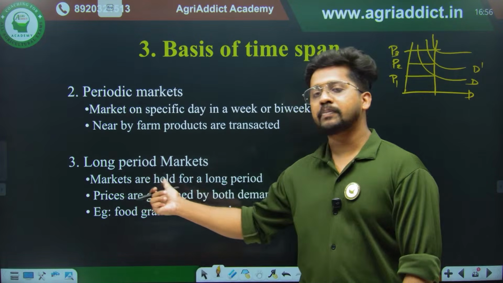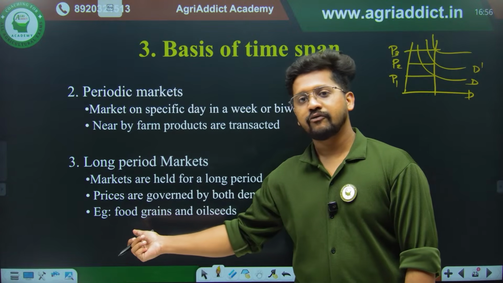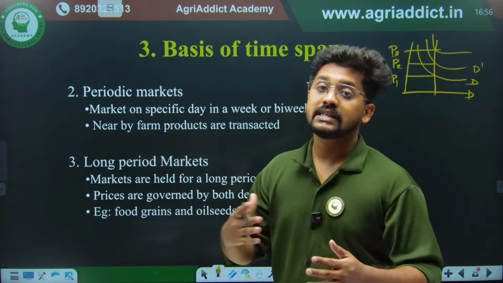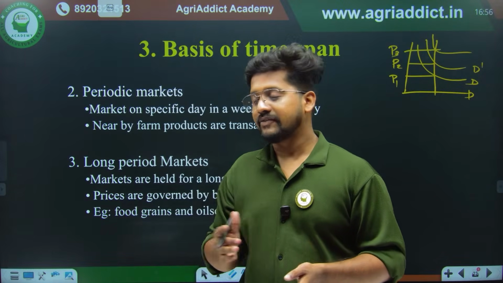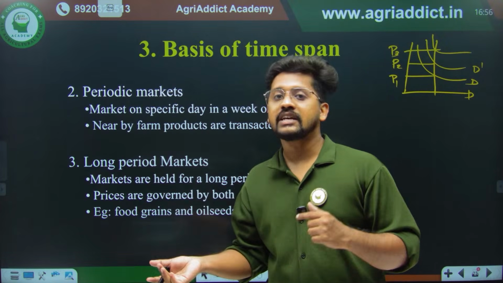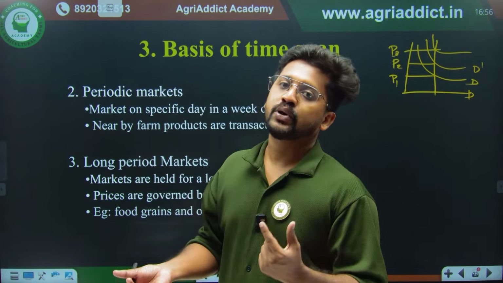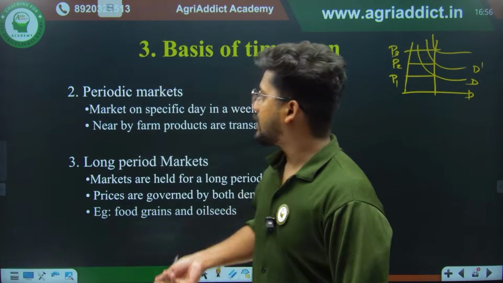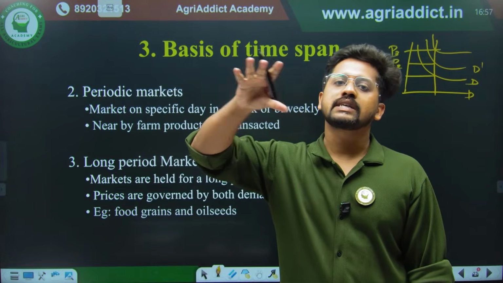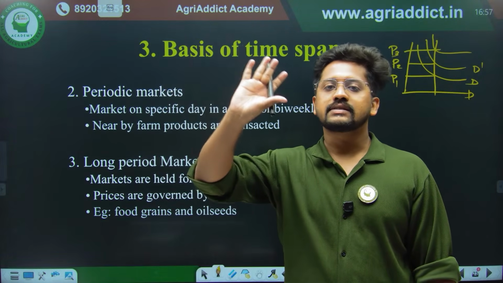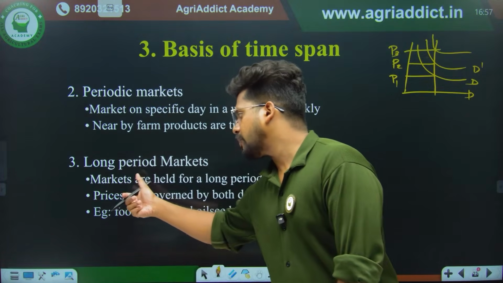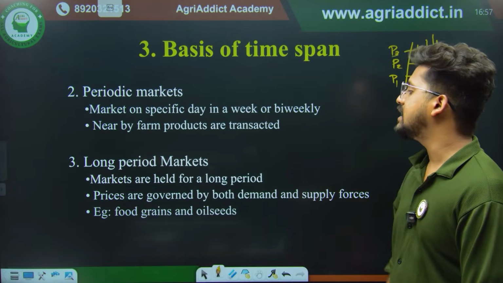But we are coming to the long period market. In the case of the long period market, we have enough time to change the demand as well as the supply. Our capacity is going to change. We have that much time here. So therefore in the long period market, both the supply and the demand will have equal importance in setting the price of the commodity. But when you are coming to the short period market, the supply is actually not having much importance, because supply is fixed there. It is not having much influence on the price. Only the demand will have influence on the price. So therefore in the long period market, prices are governed by both demand as well as supply forces.